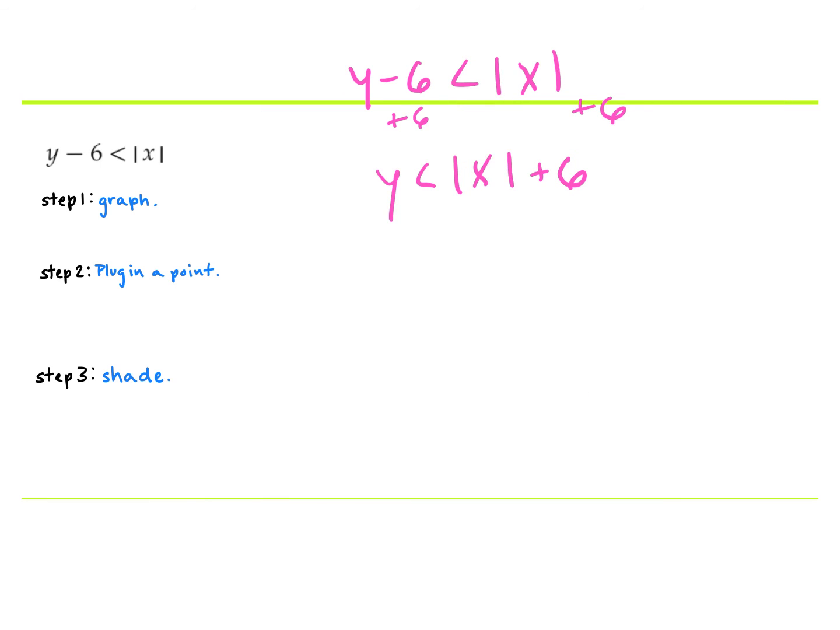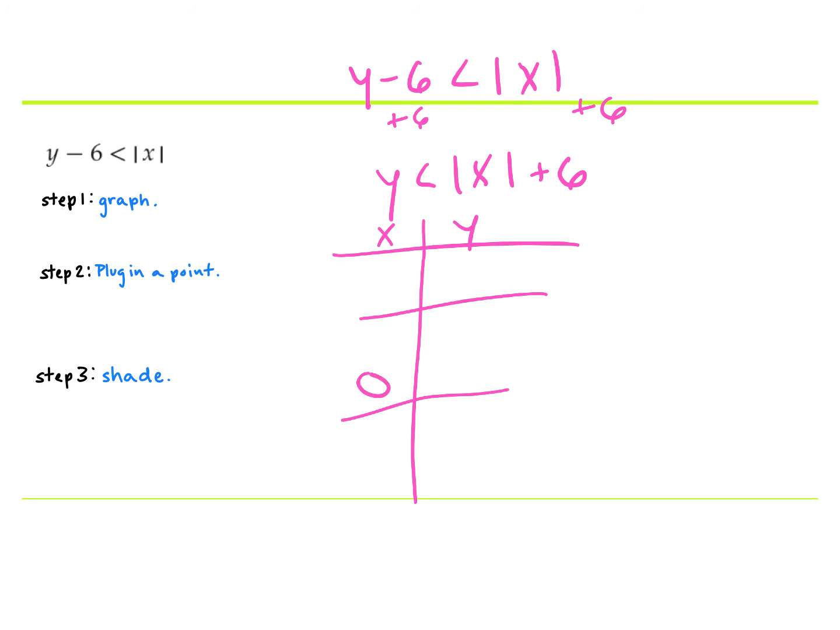So I like it when that y is all by itself because it's easier to solve. What's my middle number going to be? 0, because I have nothing in that absolute value bar. What's a number smaller than 0? And bigger than 0? 1. So I'm going to plug in -1 first. So the absolute value of -1 plus 6.